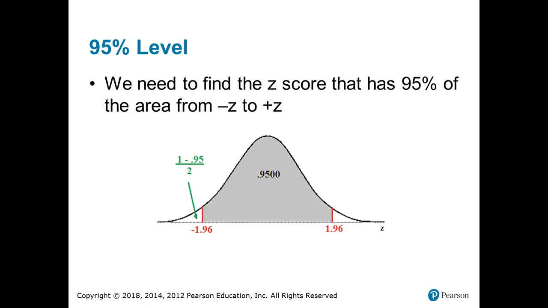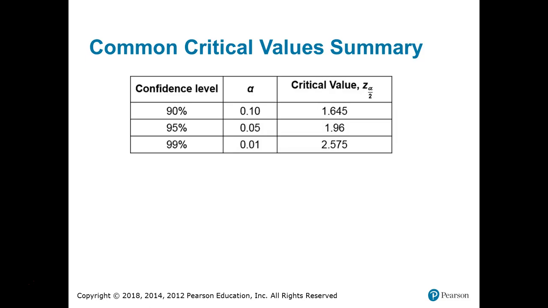The 95% level we just did. That gave us a positive and negative 1.96. And then the 99% level, same concept using the z-scores. You find that it's negative 2.575 and positive 2.575. Here's a little summary of that. These are the three that we will be using most often. Occasionally, you might get an 80% confidence level or a 98% confidence level, but 9 out of 10 times, you'll probably get one of these three.